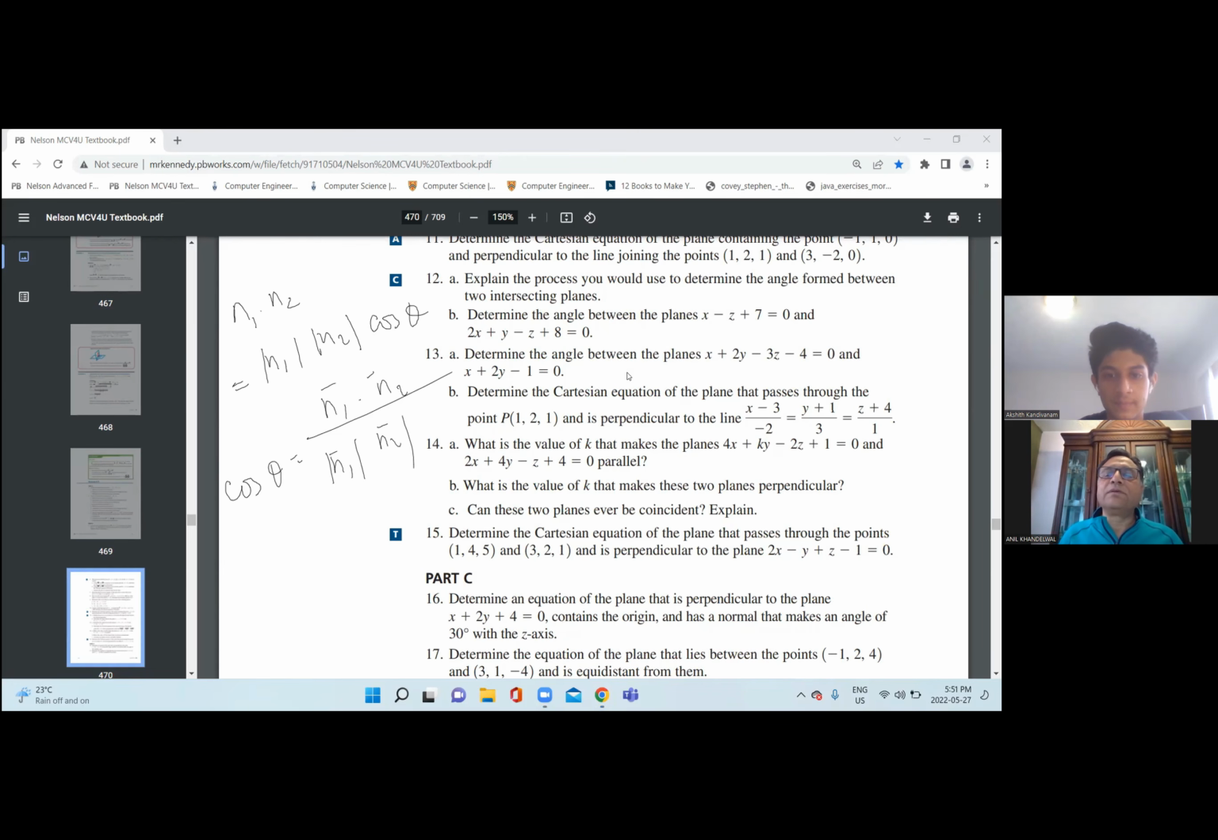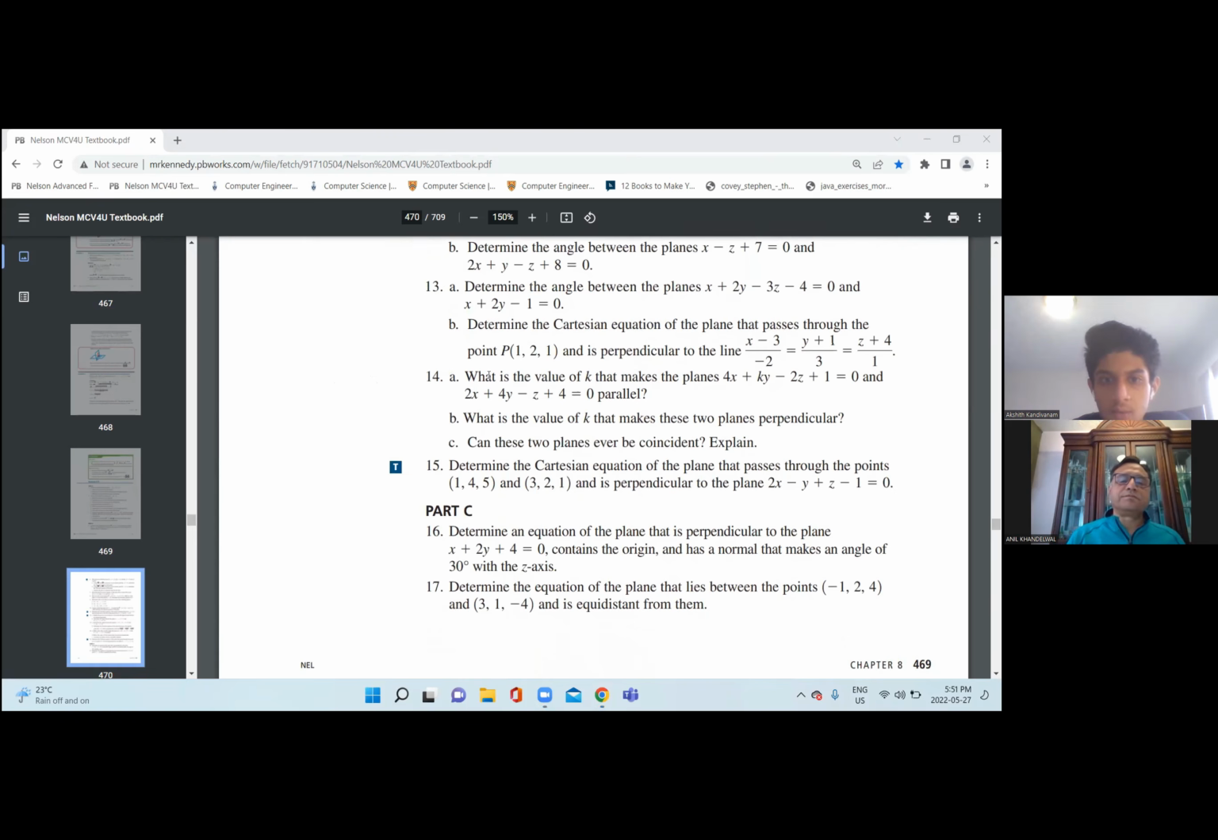Read question 14. What is the value of k that makes the planes 4x plus ky minus 2z plus 1 equals 0 and 2x plus 4y minus z plus 4 equals 0 parallel? N1 is a scalar multiple of N2, right? A times N2. So you can see it is twice, 2 times. So k has to be 2 times 4, which is 8. So clear?